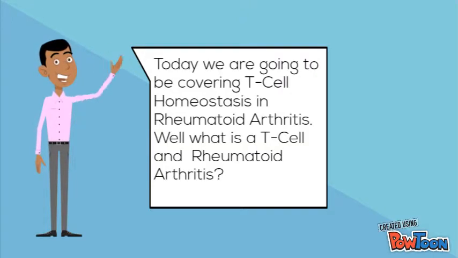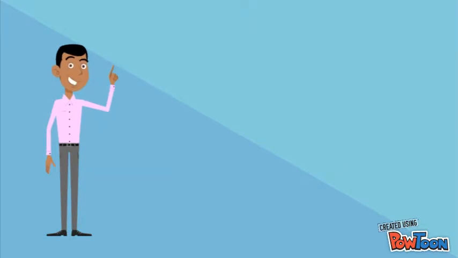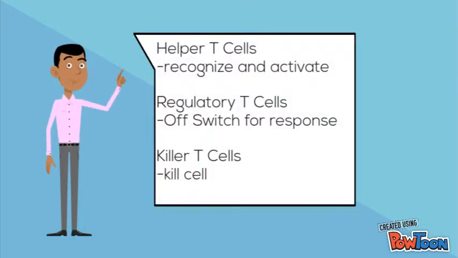So we're going over T-cell homeostasis and rheumatoid arthritis, but what are these things? Well, T-cells are a type of white blood cell that help the immune system function. It's produced by the thymus. The different types of T-cells are helper T-cells, which the immune system responds by activating cytokine that activates other T-cells, regulatory T-cells which turn off the immune response, and killer T-cells which attack and destroy the cells bearing antigenic material.